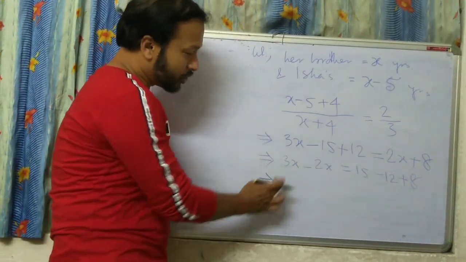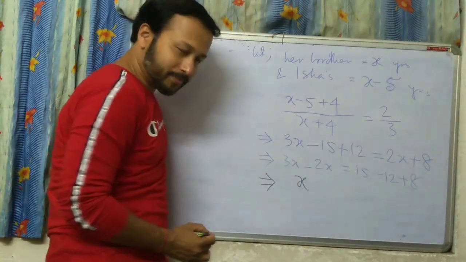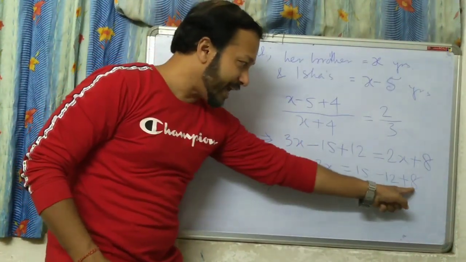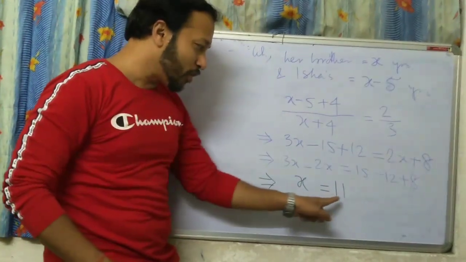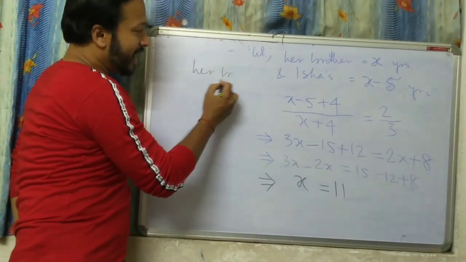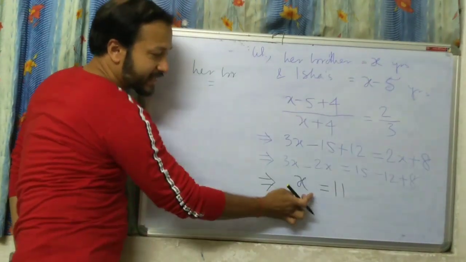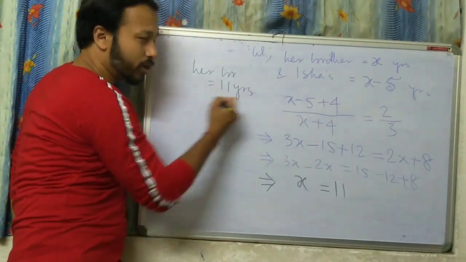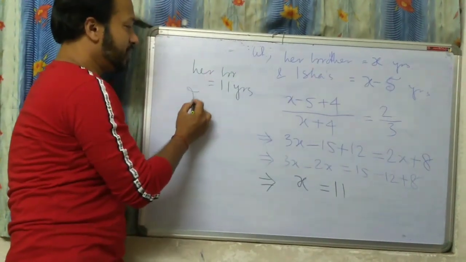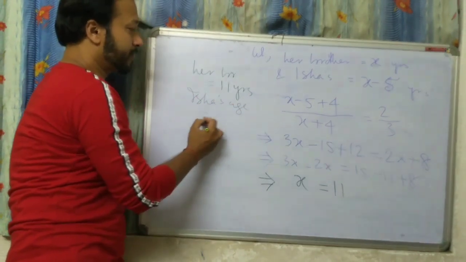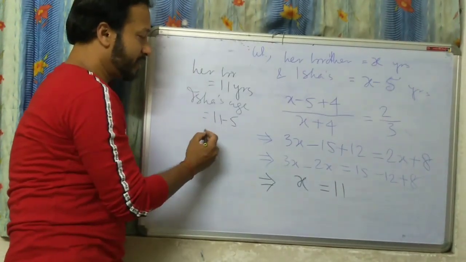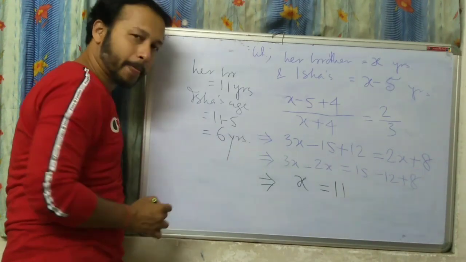Now 3x minus 2x is x. 15 minus 12 is 3, plus 8, 11. So x we got is 11. That means her brother's age is x years, x is 11, so her brother is 11 years old. And what is Isha's age? Isha is x minus 5. What is x? 11. So 11 minus 5, that is 6 years. Okay.